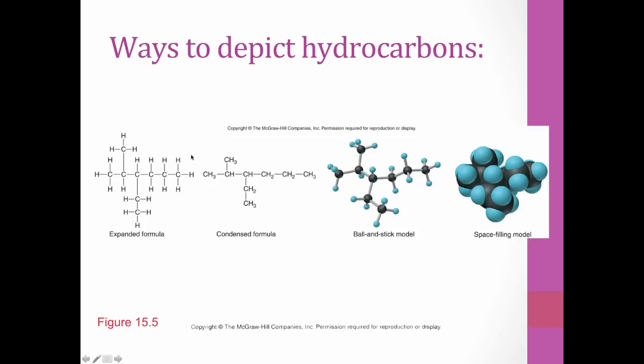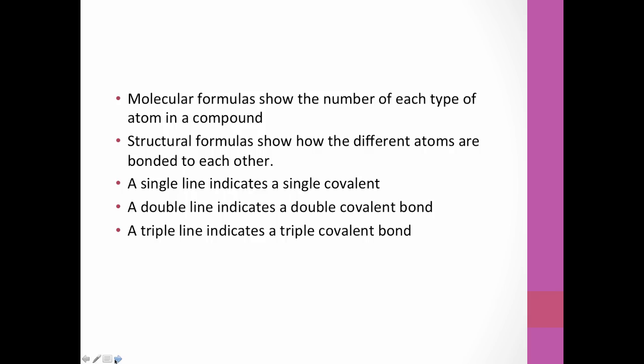This is a condensed formula, so it shows the carbons and the hydrogens, but I find sometimes when students use this, they forget that they have to count that hydrogen as a bond. We can also represent this using a ball and stick model or a space filling model. The ball and stick model kind of represents where the nuclei for each of the atoms would be. The space filling model tries to show you better where all the electrons are.